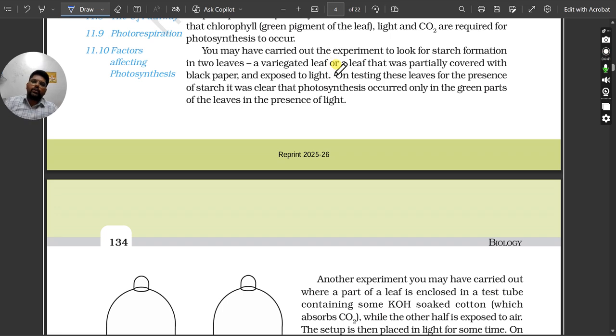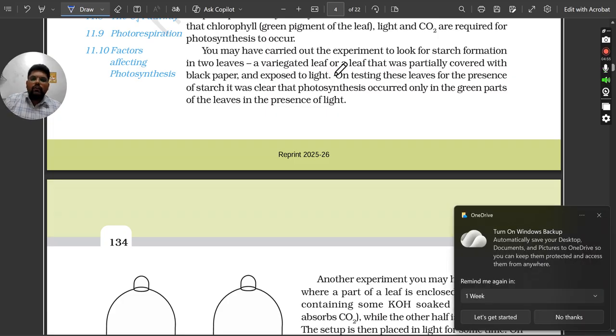So in this experiment, which you already know, they took the leaf and covered part of the leaf with black paper, and the other part they exposed to the sunlight. When they put the iodine on both the exposed part and the covered part of the leaf, only the exposed part turned blue-black. That means only the exposed part is producing starch. So to produce starch, light is required. That's what it's all saying.